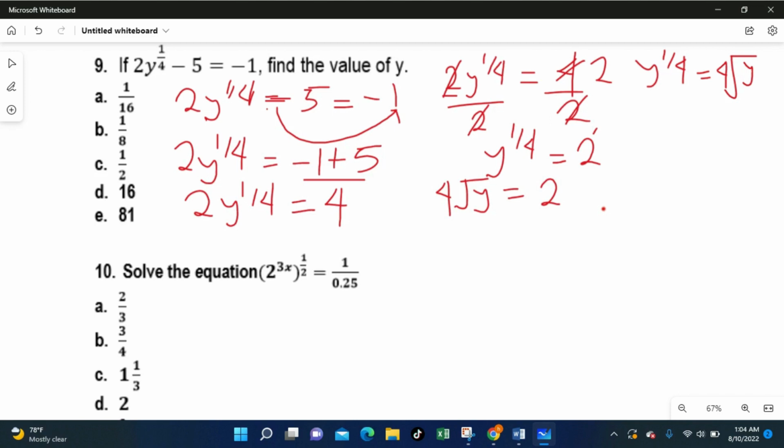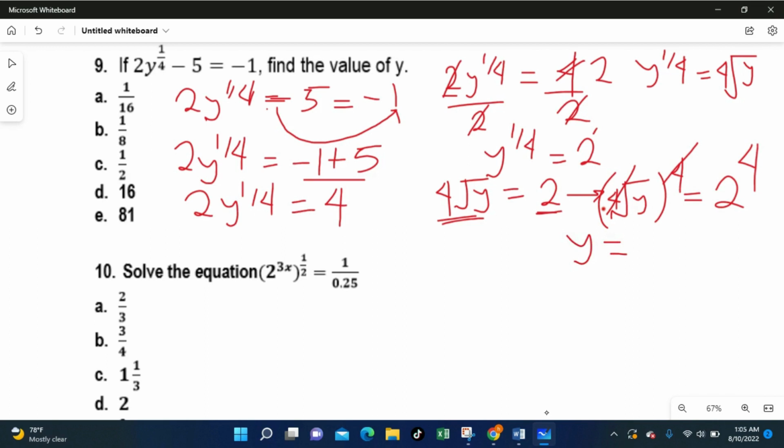Now, if we want to clear this fourth root, all we need to do is to raise both sides to a power of 4. And remember, whatever you do to this side, you must equally do to the other side. So we'll have the fourth root of y raised to power of 4 equal to 2 raised to power 4. That is for balance in mathematics. Now, the 4 will cut off this fourth root and we'll have y equal to 2 raised to power 4.